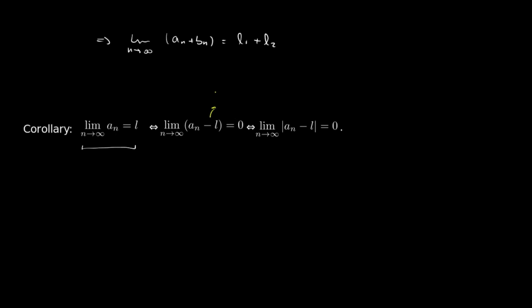Because here, when we take b sub n equal to L, then obviously the limit of b sub n is L. And then the limit, because of what we just proved, of a sub n minus L will be equal to L minus L, which equals 0. And the same will obviously happen with the absolute value.